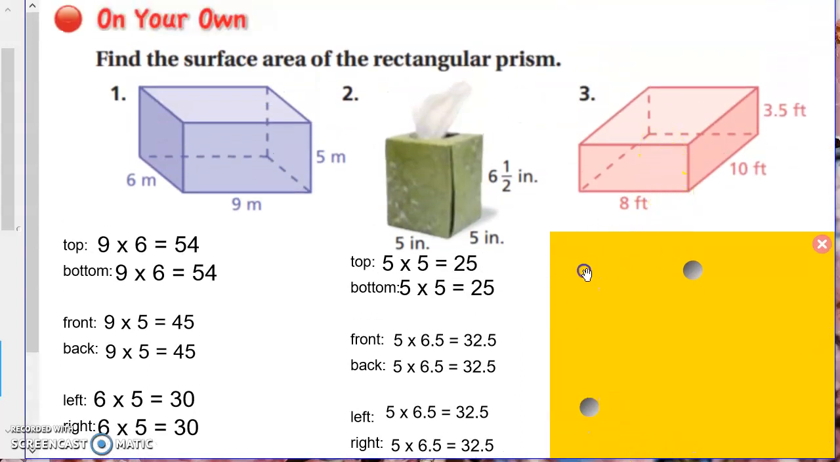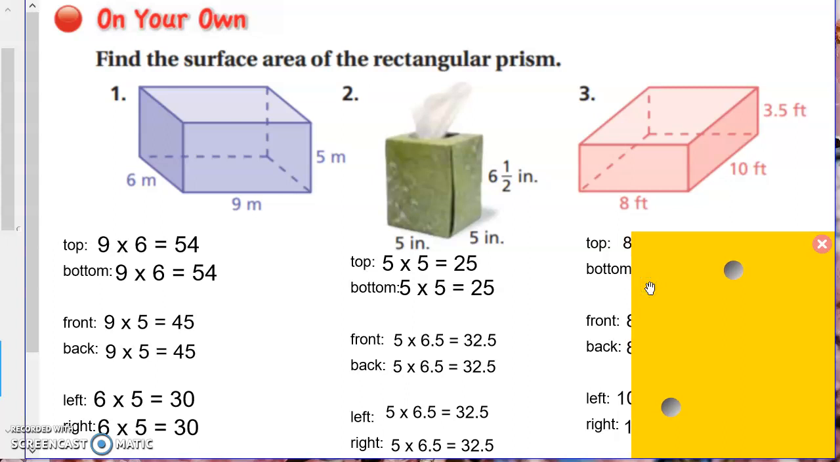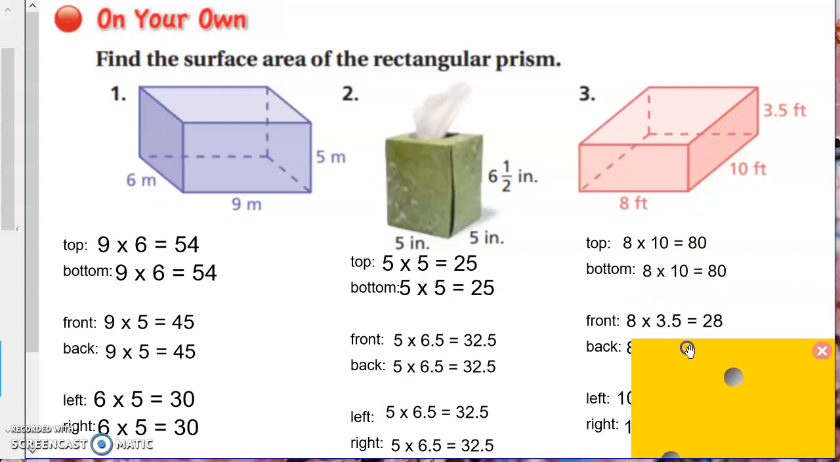Last one here. Again, I have a guide here: top, bottom, front, back, left, right. So the top and the bottom would be 8 times 10, which is of course 80. So top is 80, bottom is 80. The front and back would be 8 times 3.5 because this measure here would be 3.5, and that gives me 28. So the front and the back would both be 28.